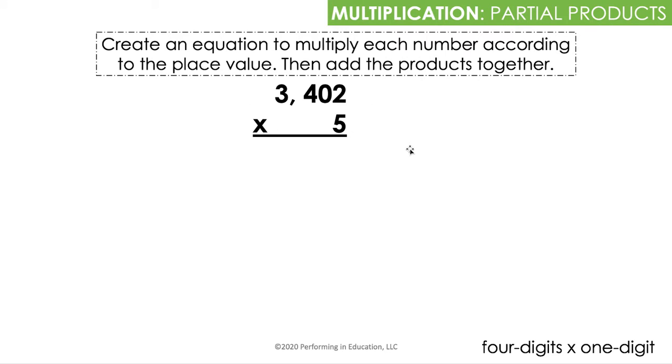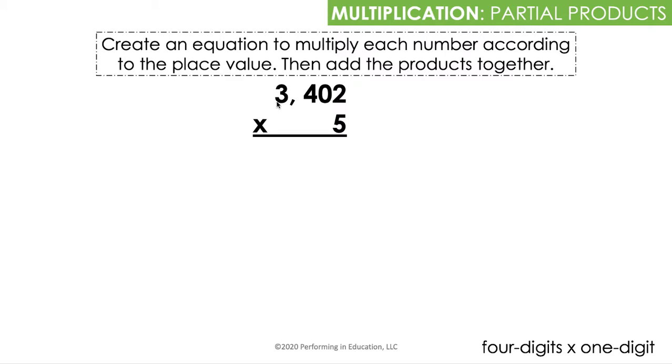So when you have to multiply by a larger number like this, one way that you can do it is called partial products. And remember, the product is the answer to a multiplication problem. So partial products means finding parts of the answer and then putting them all together. Partial products means finding part of the product, then you add them all together to get the final product.